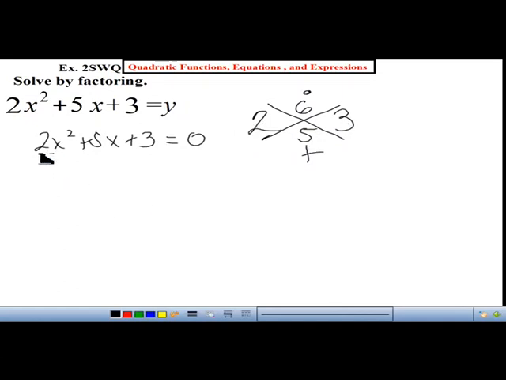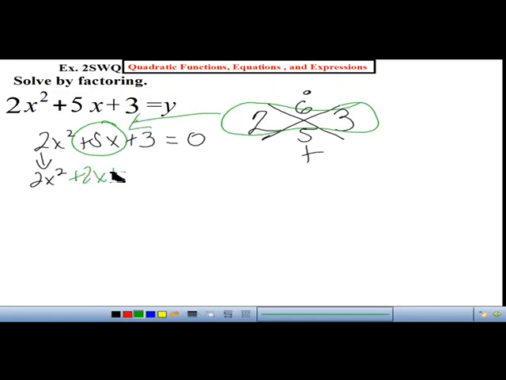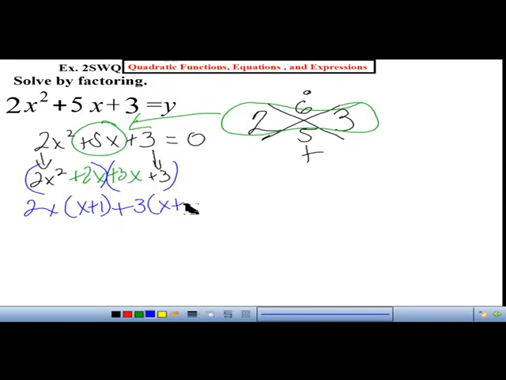Yes. So we need to rewrite this 2x squared. And then instead of 5x, we're going to use these. So we get plus 2x plus 3x. Then you bring down this one, plus 3. Let's group. We got 2x, and we're left with x plus 1, plus GCF here is 3. We're left with x plus 1. So what are my factors? What is the same here and here? x plus 1 and 2x plus 3.